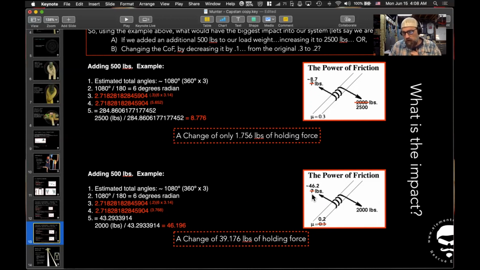Whereas before we only needed 7 pounds to hold 2,000 pounds, now just changing the smoothness, or the coefficient of friction, of this pipe, we jumped all the way up to 46.2 pounds of force that we're going to need, which is statistically significant. That's quite a bit more that we're going to have to keep in consideration. So now instead of a 1.7 pound difference, we actually have a 39.17 pound difference. And the reason that is so drastic is that by manipulating the exponent, that's where the magic happens.